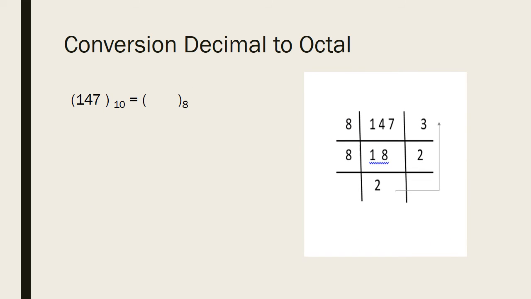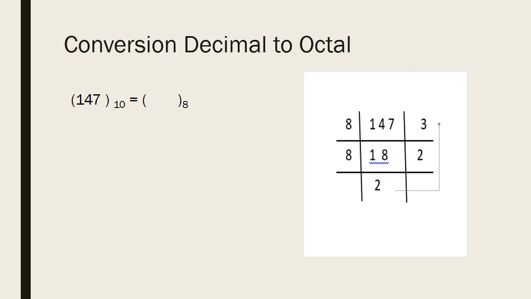Okay, so the next conversion that we need to learn is decimal to octal. Now we have already seen decimal to binary conversion. In decimal to binary conversion, we were dividing the number by 2. Now the base has changed. We have 147 decimal. We need to convert that decimal number into octal, and the octal number system has base 8. So we need to divide 147 by 8 instead of 2.